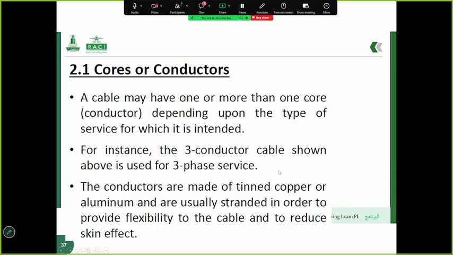So this slide explains the fundamental component of cable, the core or conductor. A cable can be designed with either a single core or multiple cores, with the number of conductors depending directly on the type of service it's intended for. For example, a three-conductor cable is especially used for three-phase power services and so on.